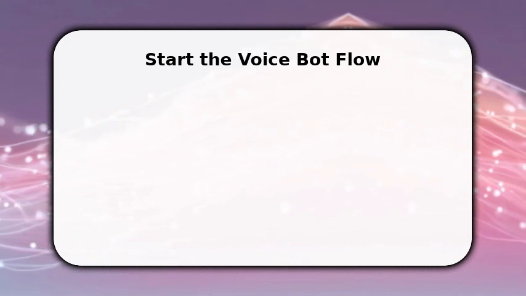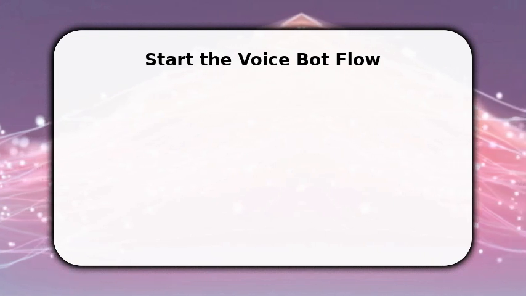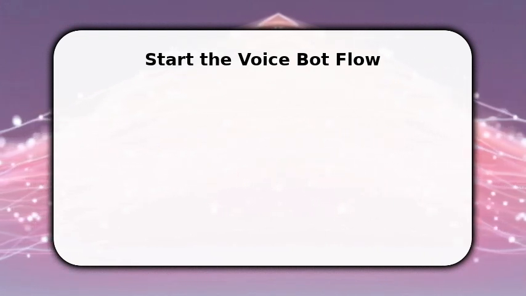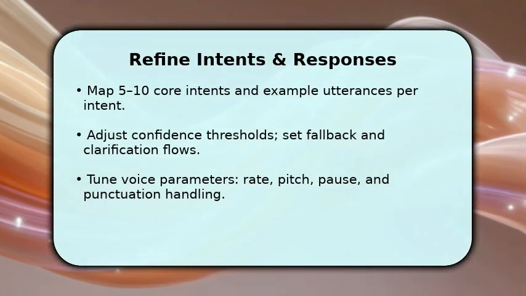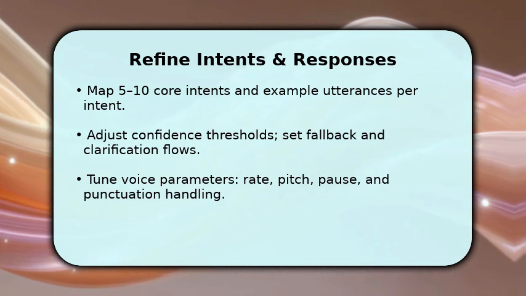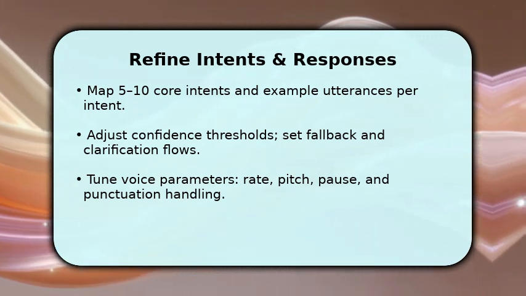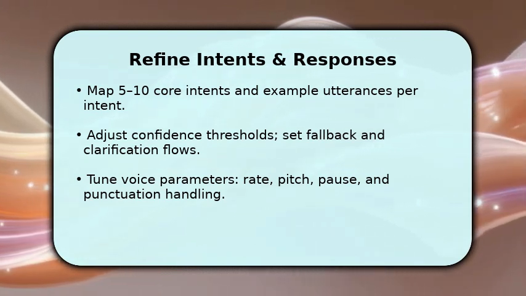As you speak, watch the real-time transcriptions. They tell you whether the audio chain is working and whether the model understands your phrasing. Next, you map intents and feed the bot multiple example utterances for each one so it learns variations. Once mapped, adjust confidence thresholds to balance precision and recall, and configure fallback responses that ask clarifying questions.